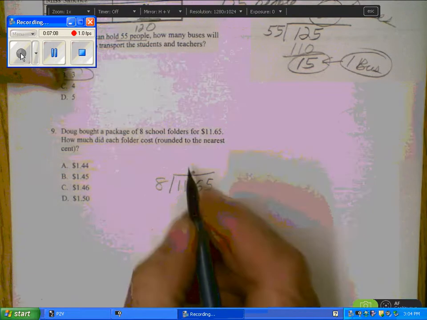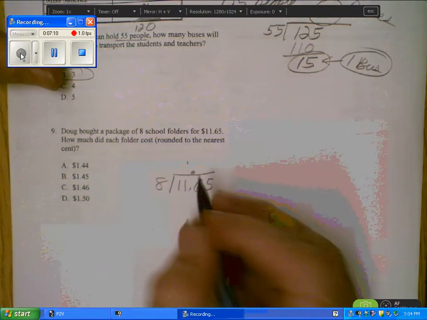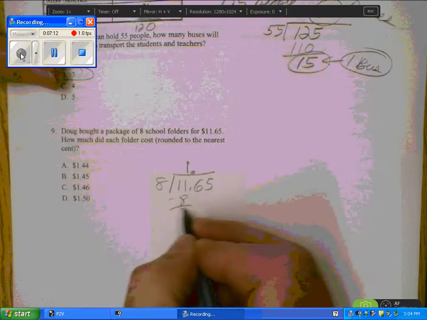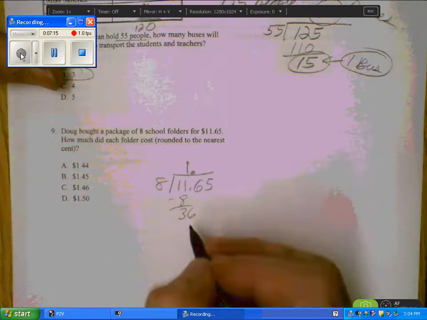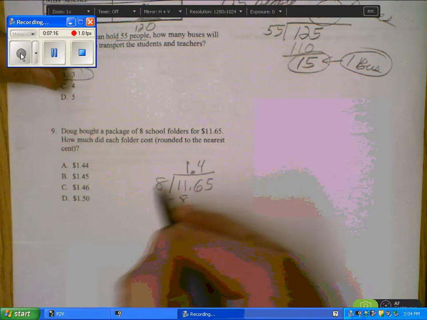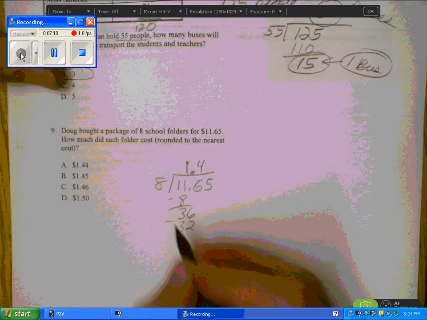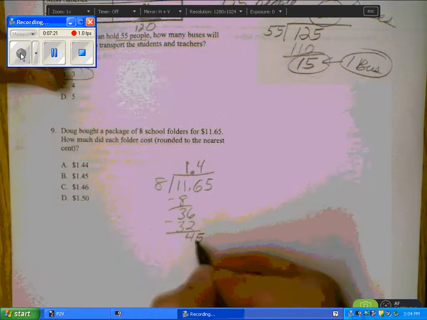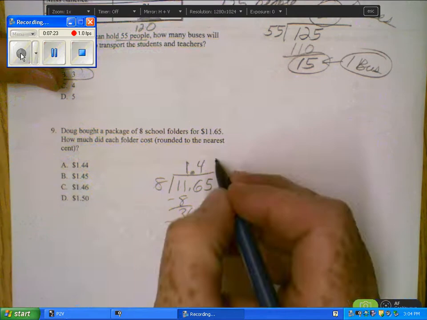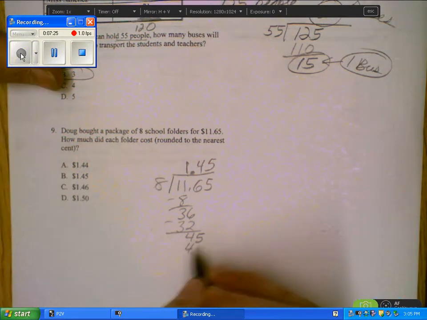8 will go in the 11 once. Subtract, you get 36. 8 will go in 36 4 times. 4 times 8 is 32. Subtract again, you get 45. 8 will go into 45 5 times. Subtract again, you get 5 left over.